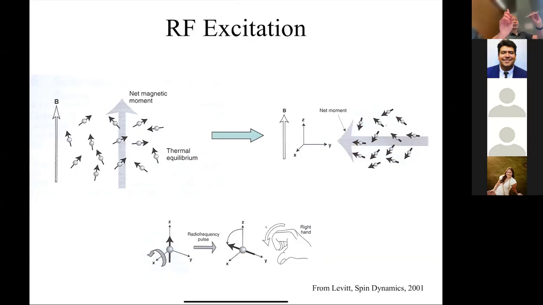At this point, this is going to precess around like this, and we're going to listen to this changing magnetic field with a coil.